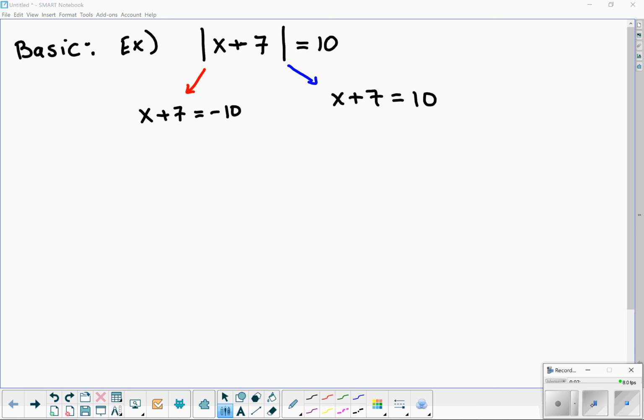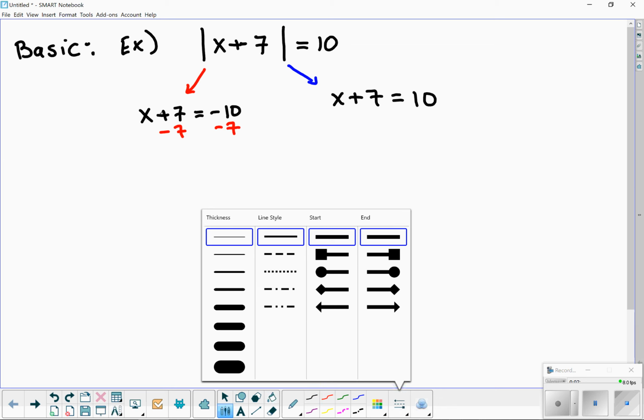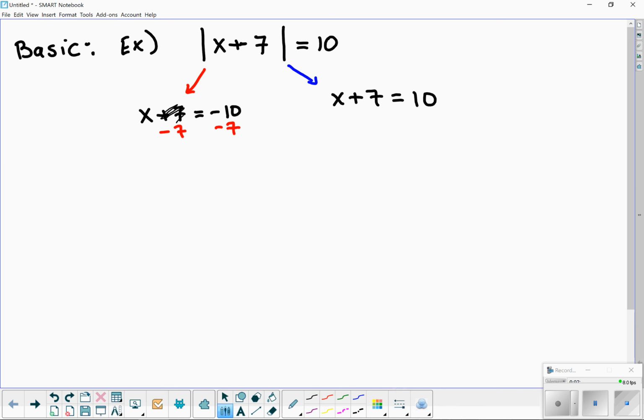All you have to do is solve each problem for x. Like I showed some of you, you can do it the same way. If you're adding 7 right here, all you have to do is subtract 7. The plus 7 and minus 7 eliminate each other, and you're left with x equals negative 10 minus 7, which is negative 17.